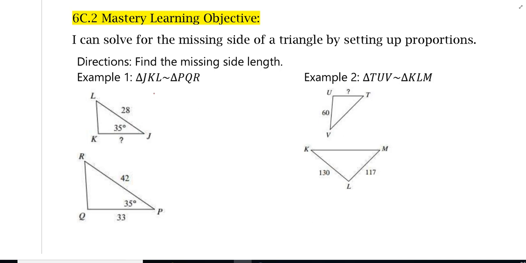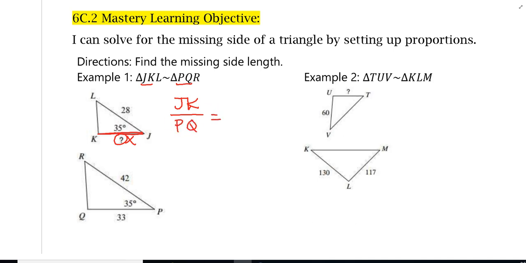So one of the things that we should look at is where is our missing side? And our missing side is right here. And we're gonna replace that question mark with an X. So that X is technically what side? That would be JK, right? JK are the first two letters of that first triangle. So the way that you find that other side would be looking at our similarity statement. That's gonna correspond to the first two letters of the second triangle, which is PQ.